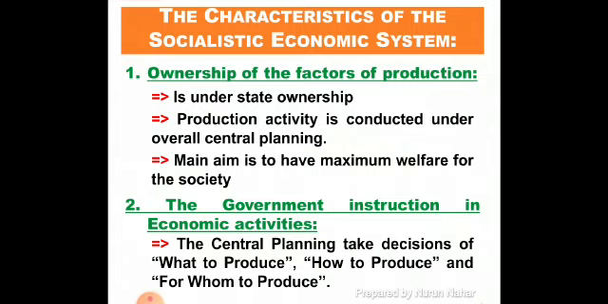Number 2, the government instruction in economic activities. The government or the central planning takes each kind of decision about production, like the basic economic problem: what to produce, how to produce, and for whom to produce. Any kind of decision will be made by the central planning or the government about the production system in a socialistic economic system country.